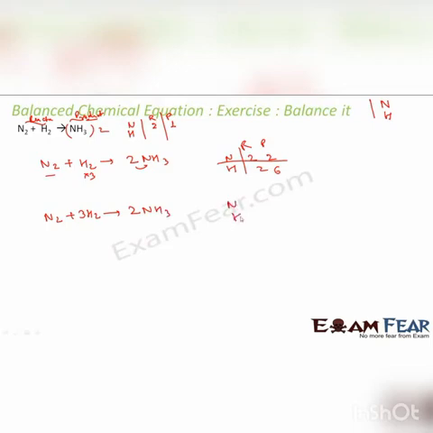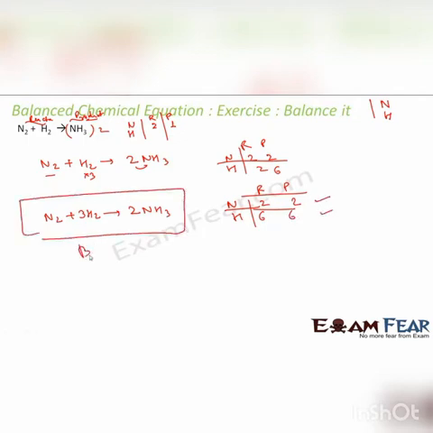Now let's see if it is balanced. Nitrogen, hydrogen, reactant and product. Nitrogen, how many? 2. Hydrogen, how many? Nitrogen here is 2. Hydrogen, we see reactant 6. Product, how many hydrogen? 6. So you can see that they are balanced. So this is my balanced chemical equation.